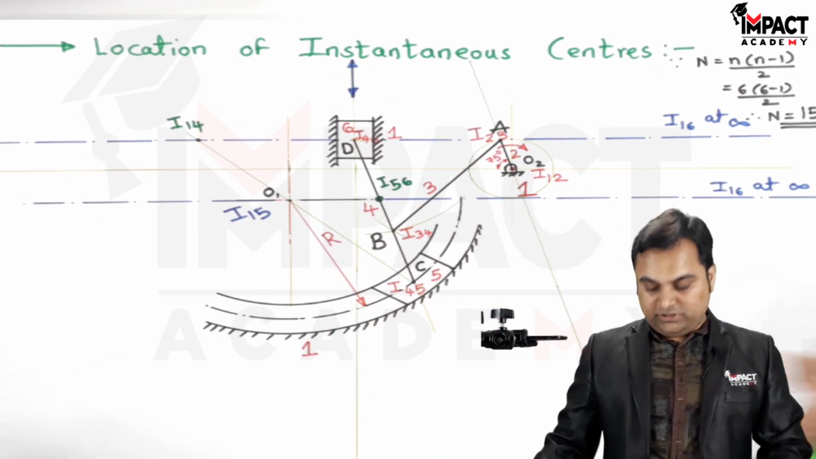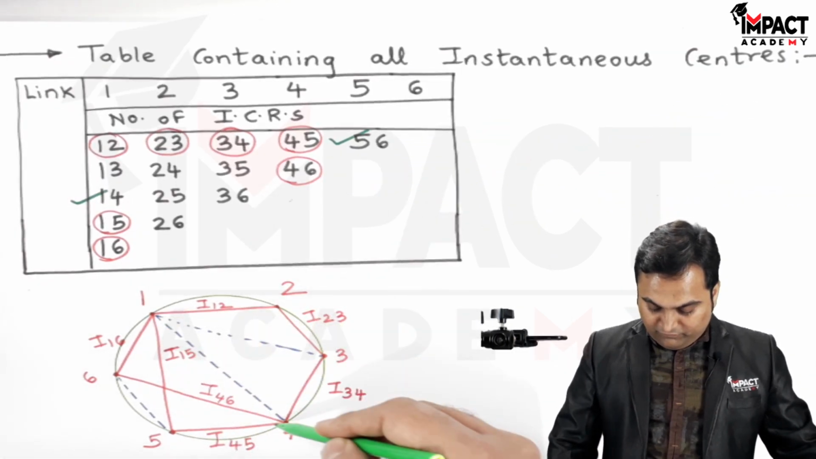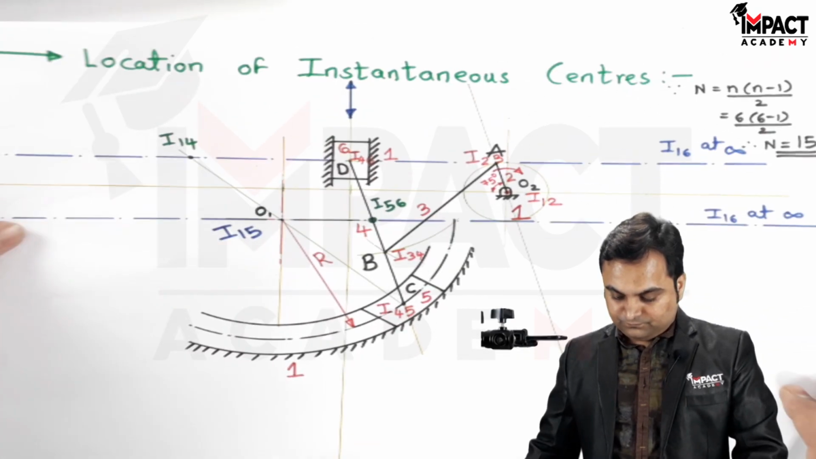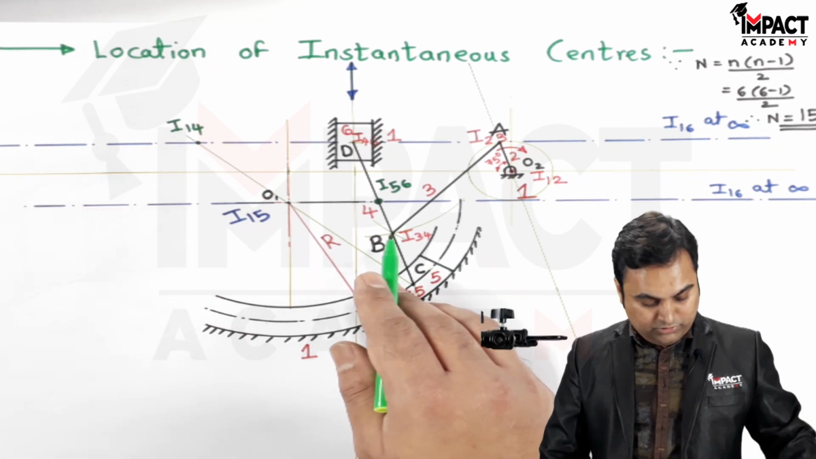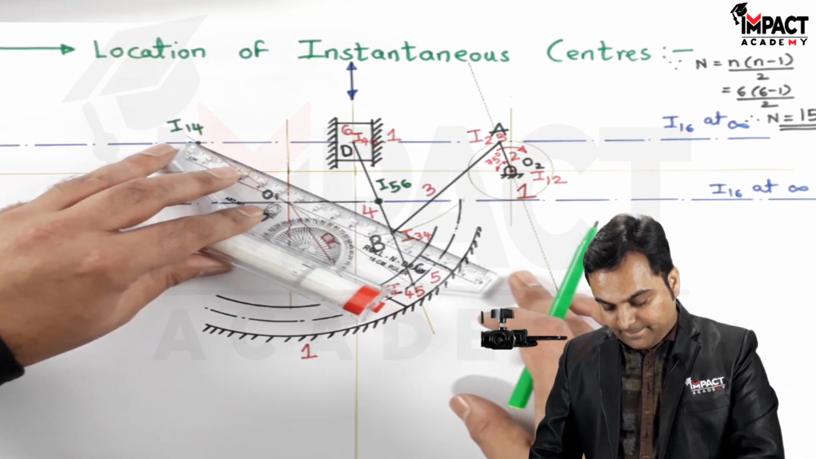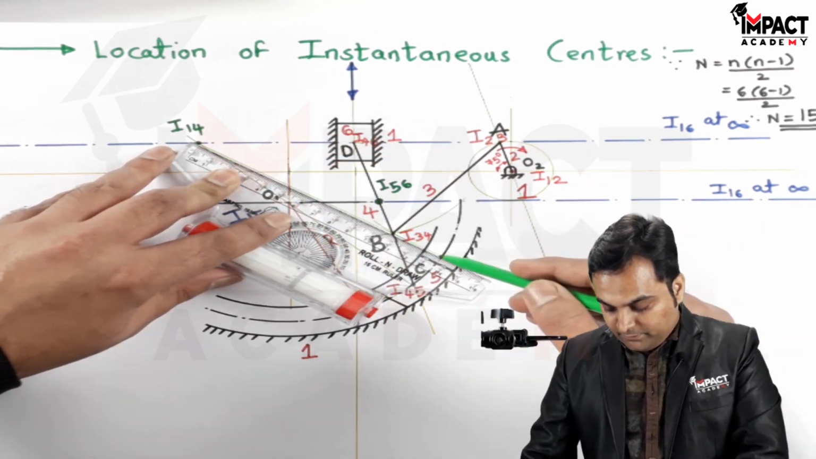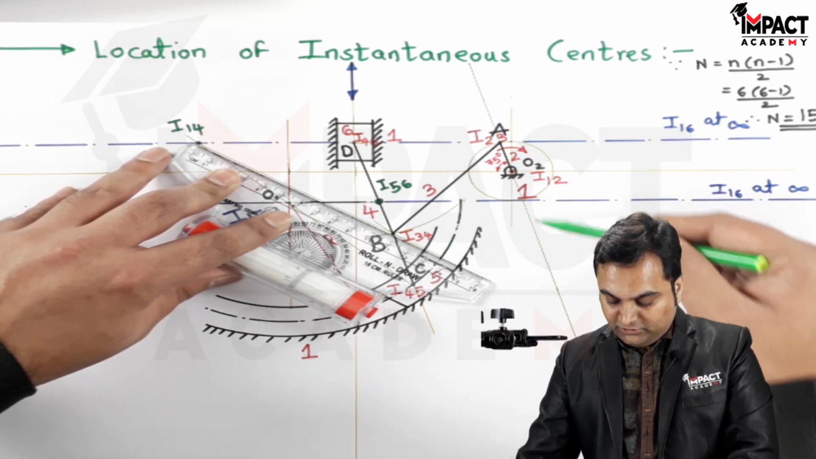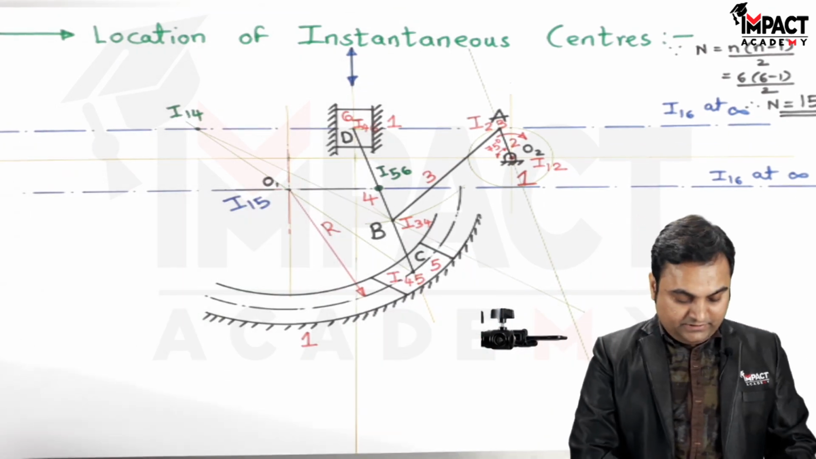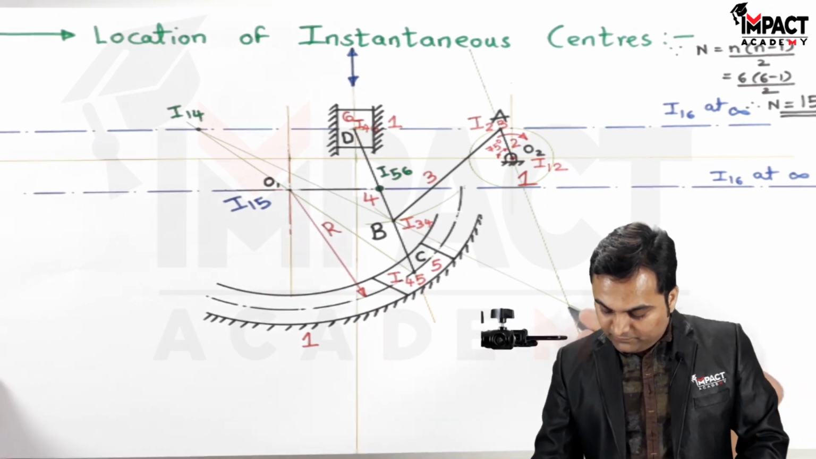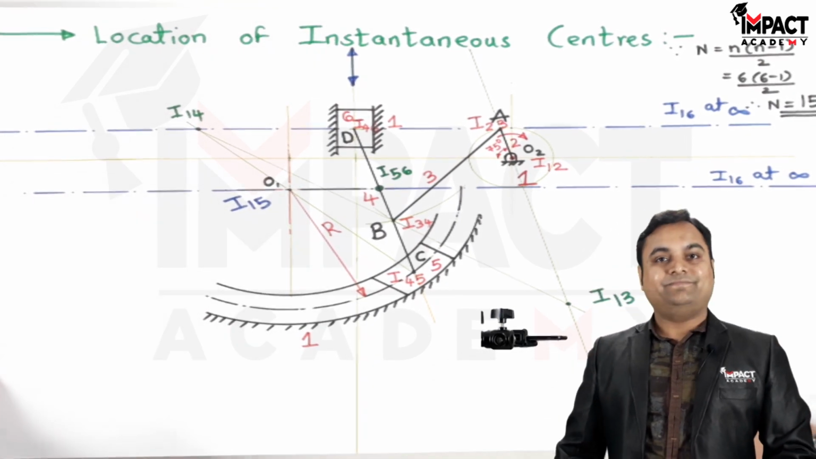So 1 2 and 2 3. Then the other set of lines would be from 1 4 and 3 4. Here we have 1 4 and this is 3 4. So connecting them with a light line and extending them so that it meets this line which is passing through 1 2 and 2 3. So now where they intersect gives me the instantaneous center I13.